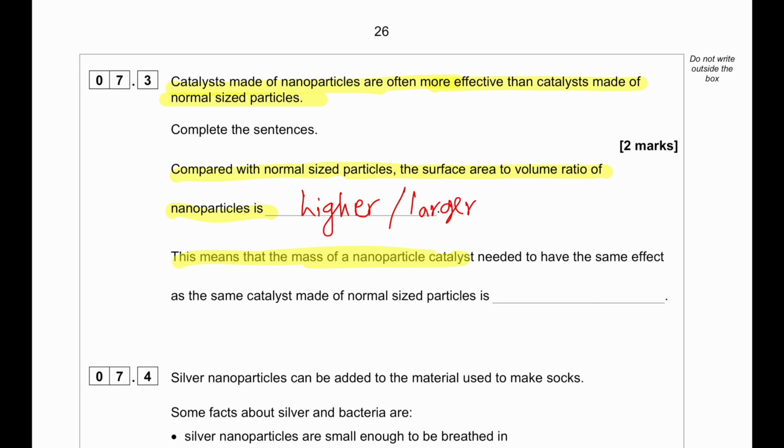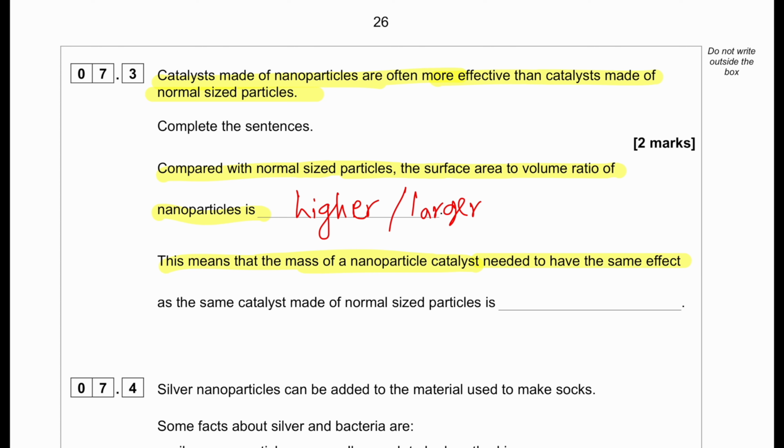This means that the mass of a nanoparticle catalyst needed to have the same effect as the same catalyst made from normal size particles is obviously less, lower or less.